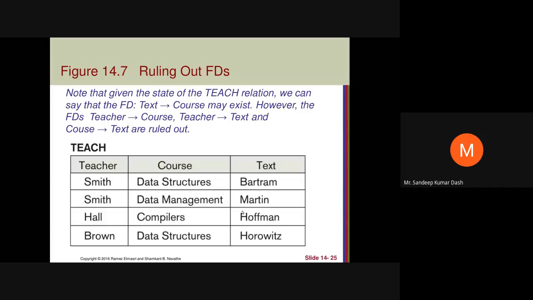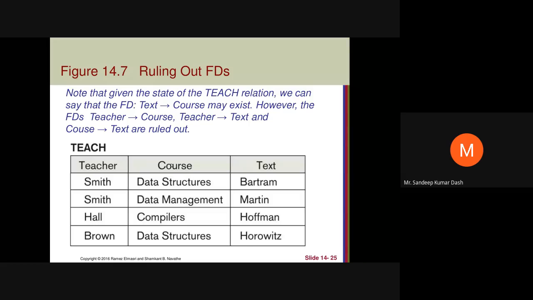Similarly, see the example of course and text. Suppose I am ascertaining whether there is functional dependency existing between course and text or not. So course is my X column, text is my Y column.